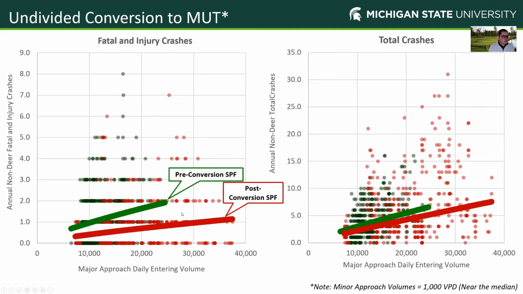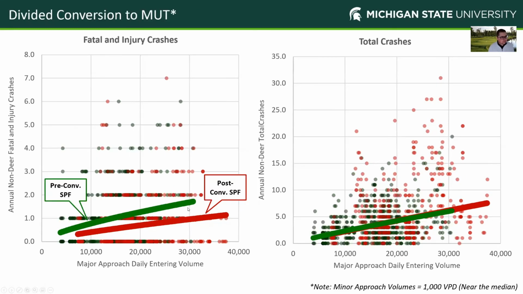So you can see, at least in terms of fatal and injury crashes, much better performance after conversion for the undivided scenario. Total crashes, it did look like it performed a little bit better, but we're going to see that this is going to end up not being statistically significant. But you can definitely see fatal and injury crashes are dropping down after conversion.